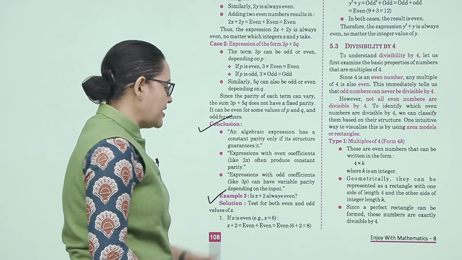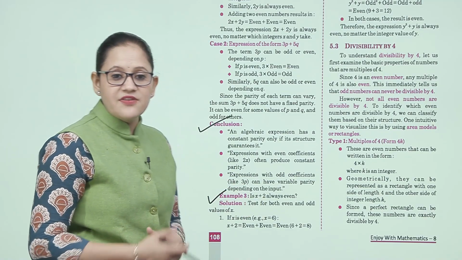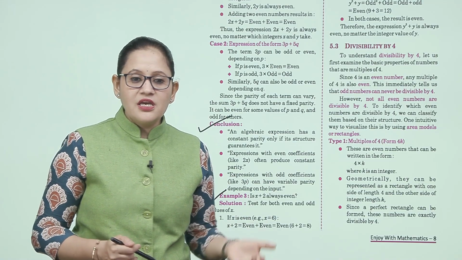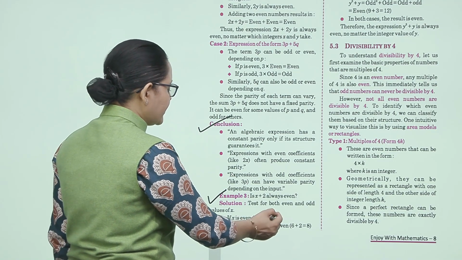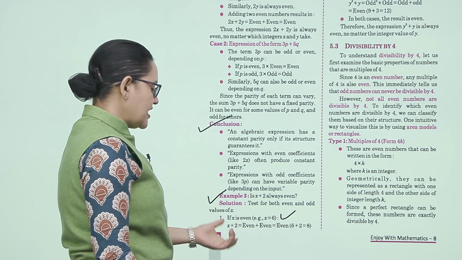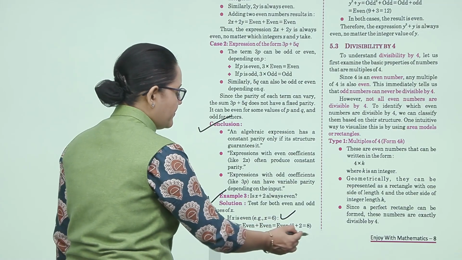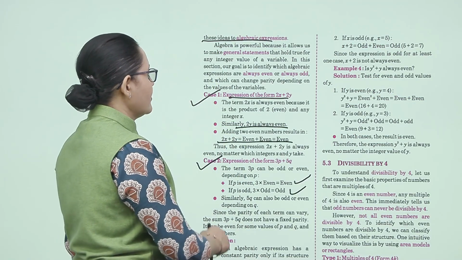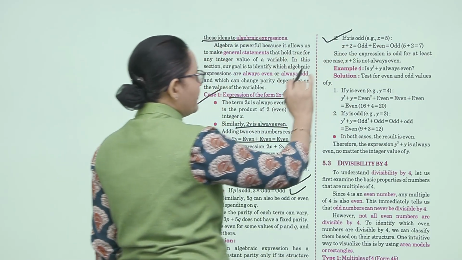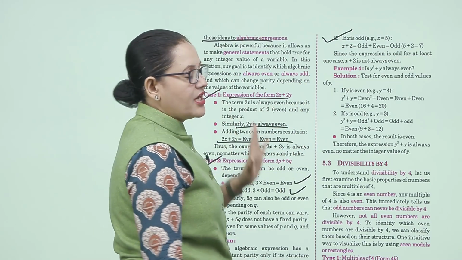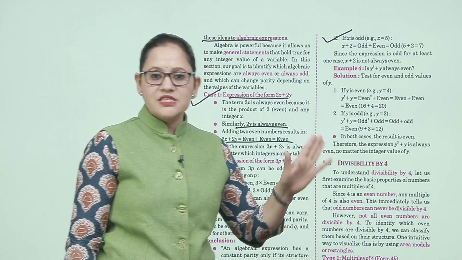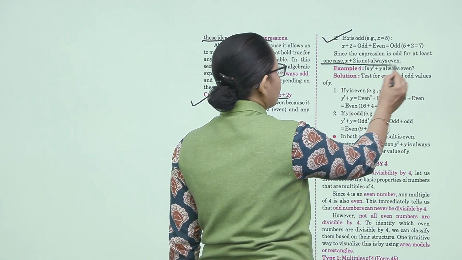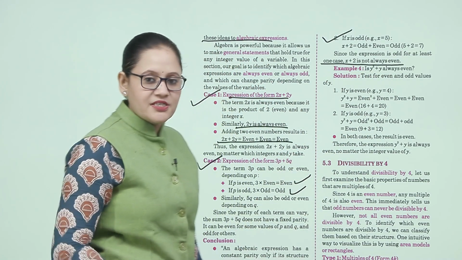Now here we will take an example. Is x plus 2 always even? That we have to find out. Test for both even and odd values. Here we have taken the value of x as 6, even. So 6 plus 2, that is 8, an even number. Now if x is odd, suppose we have taken the value of x as 5. So 5 plus 2 is 7. Since the result is odd, for at least one case x plus 2 is not always even. So you have to practice all the examples.